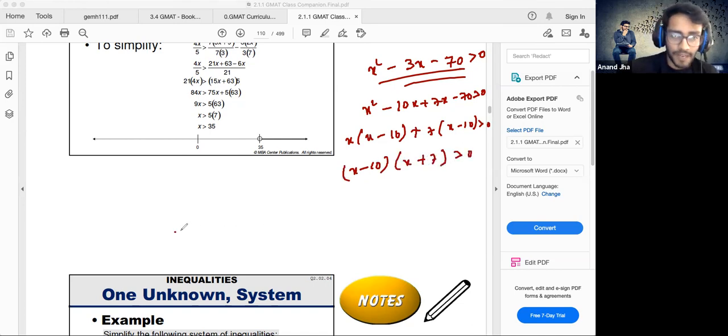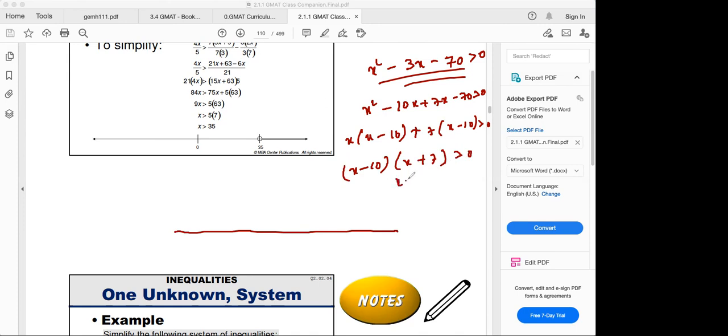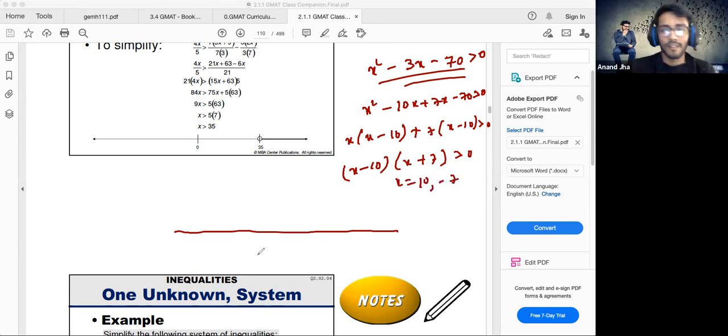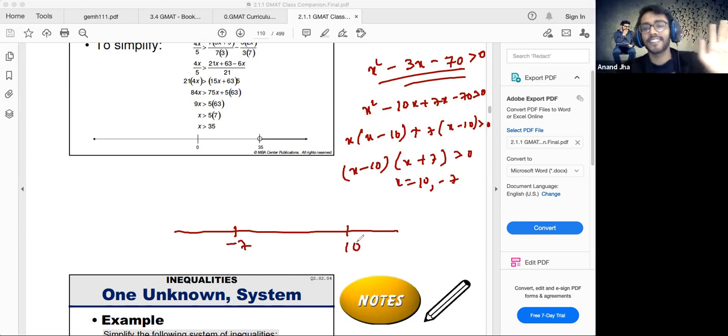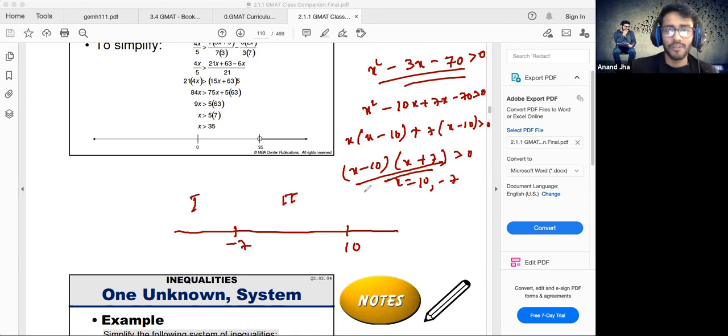You have to plot a number line. What are the roots? Where is it getting 0? x minus 10 and x plus 7. So we can start from minus 7 and go till 10. Now, after this, the trick lies. You need greater than 0. I have 3 regions: region number 1, region number 2, region number 3.